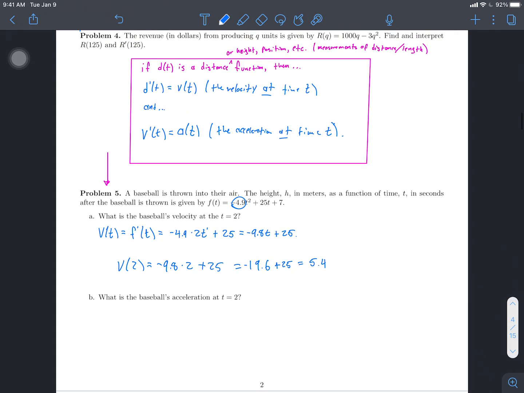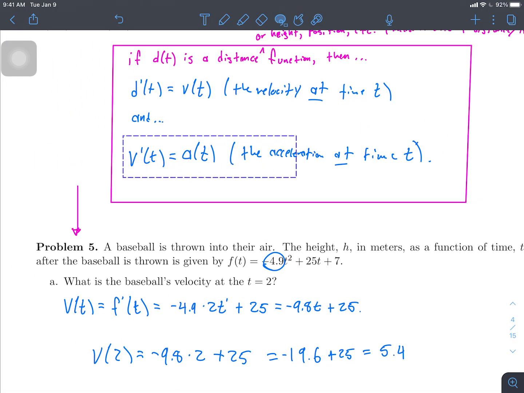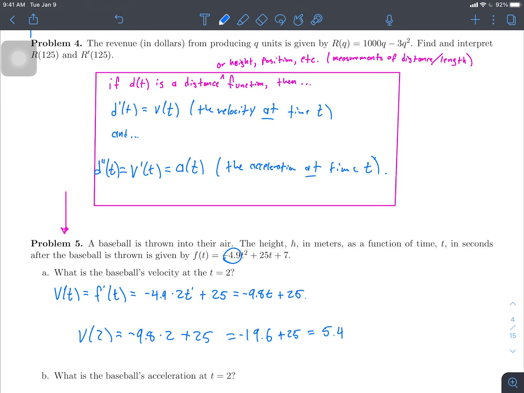So just remember the relationship between distance and velocity and acceleration, it's just repeated derivatives, okay? So, by the way, if d prime of t is v of t and v prime of t is a of t, then a of t is also equal to the second derivative of the distance function. Okay? So if I take 2 derivatives, then I get the acceleration.